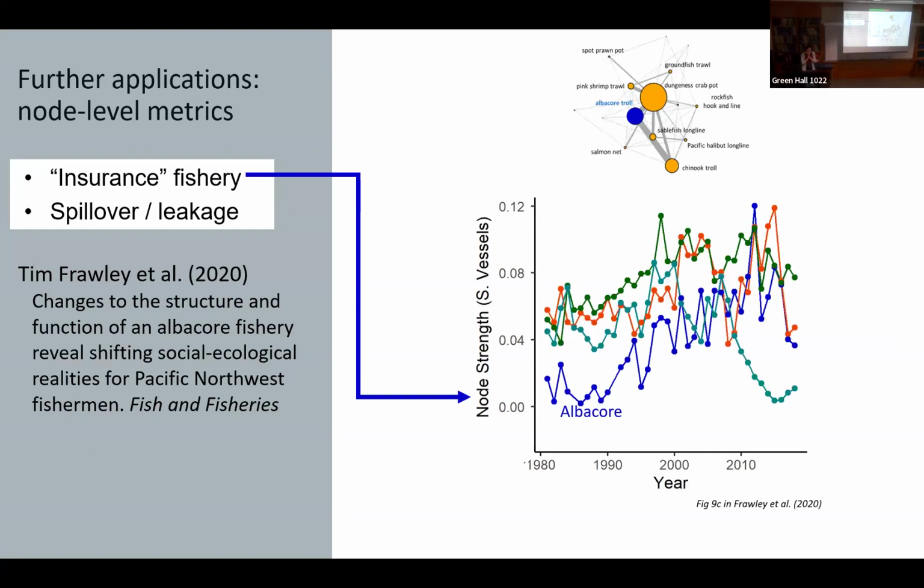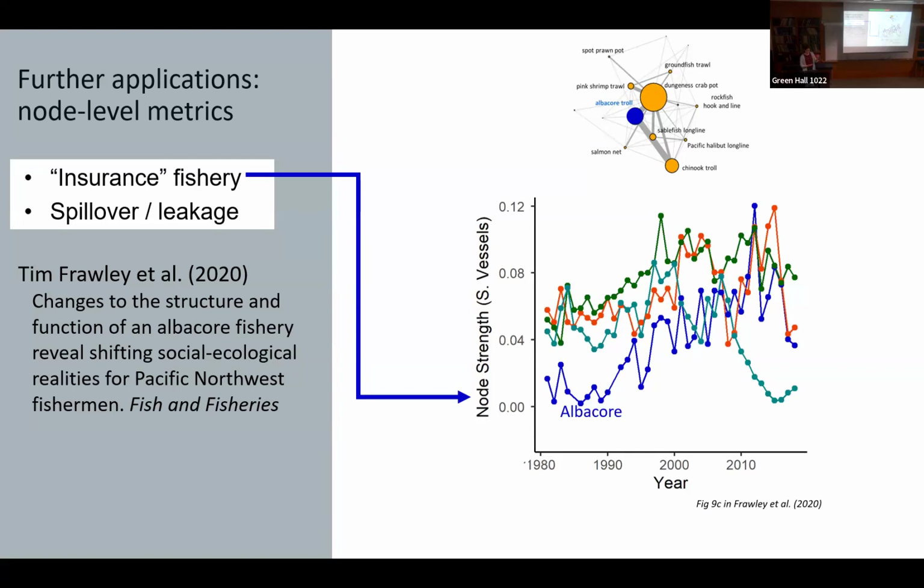So the first example around insurance fisheries is part of a paper led by Tim Frawley on the albacore fishery, which is one of the last open access fisheries on the West Coast. And Tim used node strength to demonstrate how the albacore fishery, which is this blue line on the graph right here, increases over time for small vessels in the Pacific Northwest.